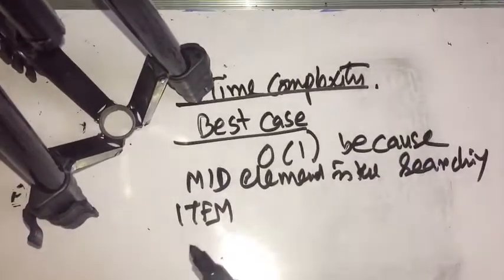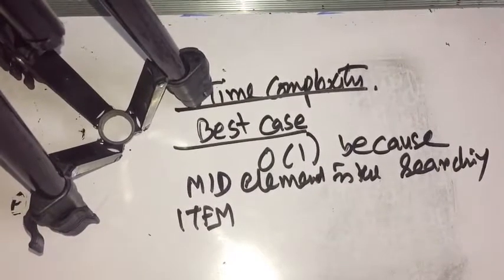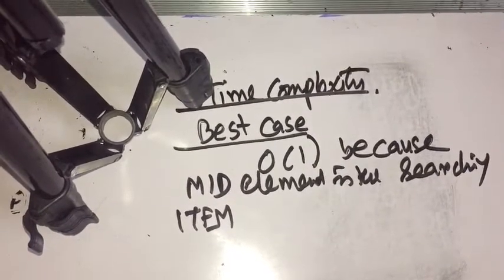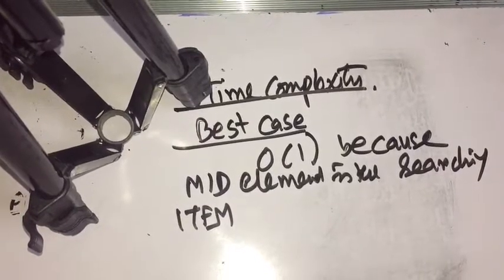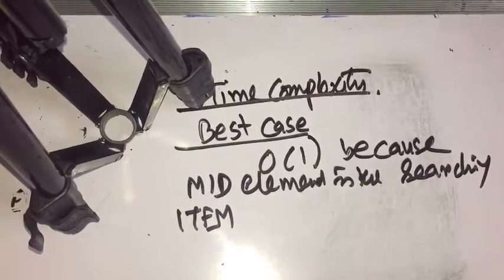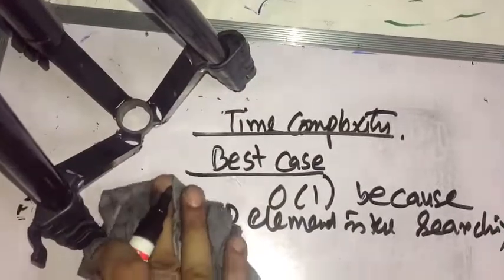This is going to be the best case. Best case means the best successful case. The best case in terms of time complexity. If I find the item at the very first step, the middle element is the item to be searched. So this is the best case of the binary search.